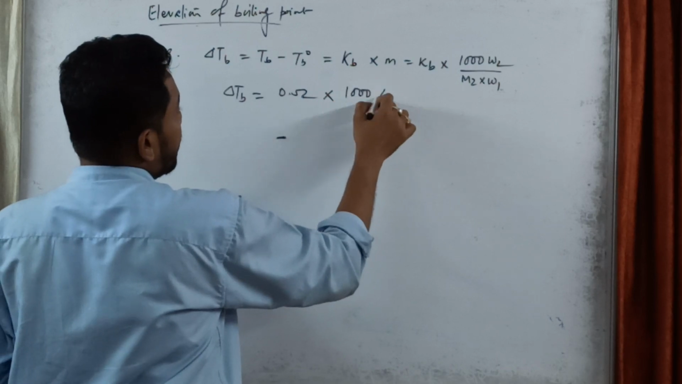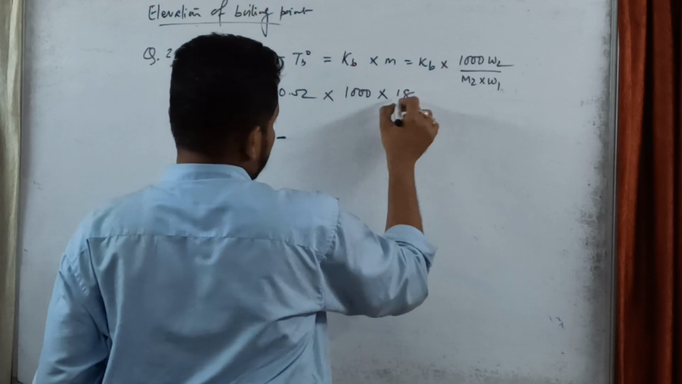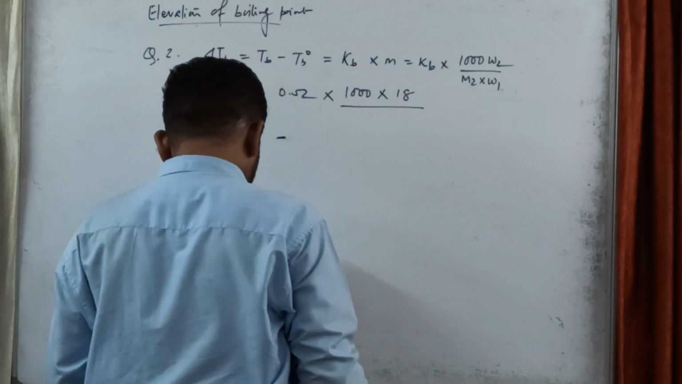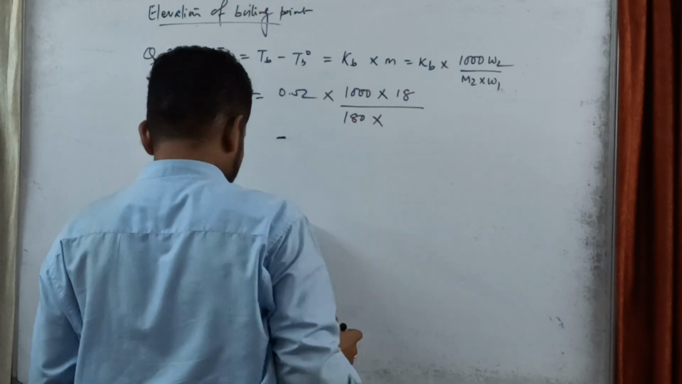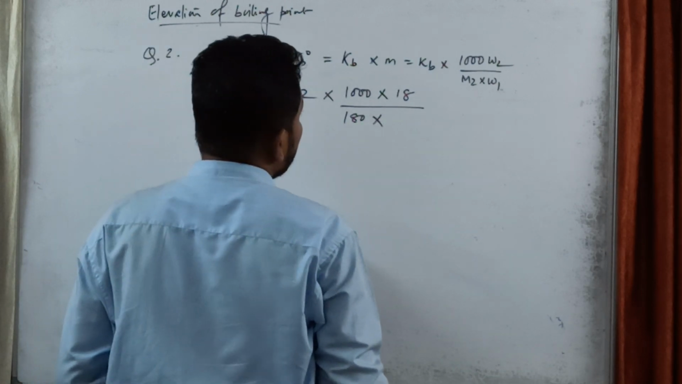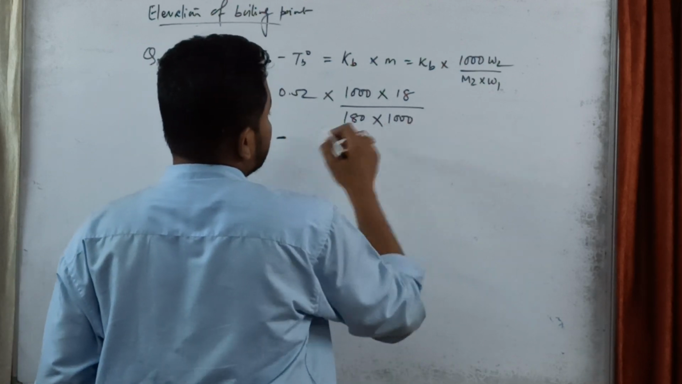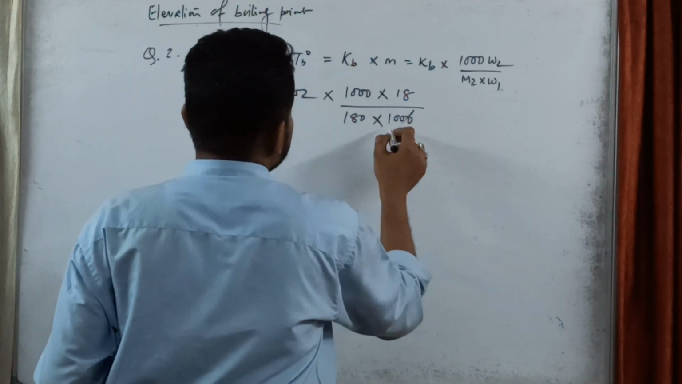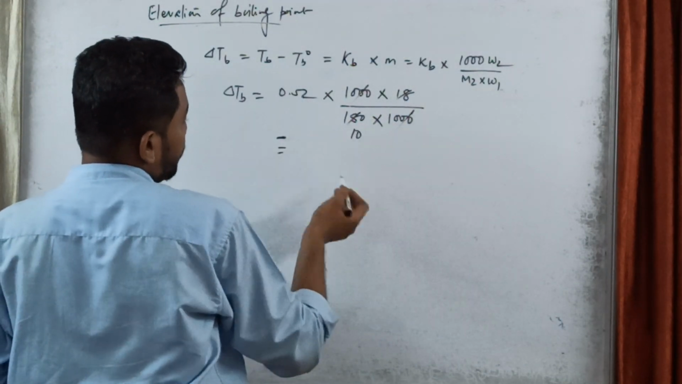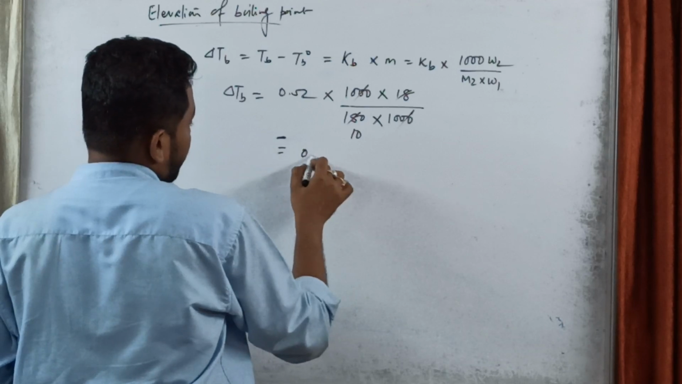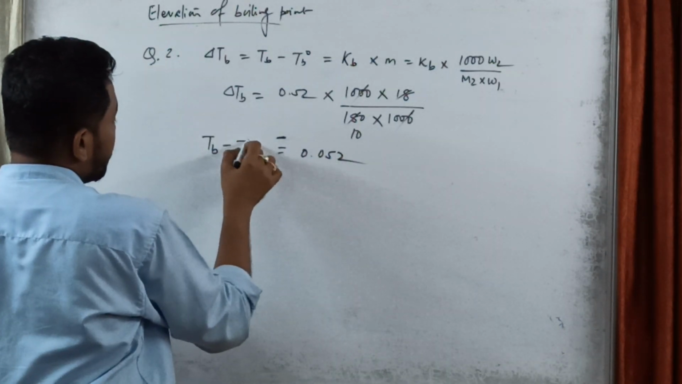1000 into W2. W2 is given, 18 gram of glucose, divided by M2, that is the molar mass of glucose. Molar mass of glucose you all know, you have already calculated, 180, multiplied by W1. W1 is given 1 kg, but you need to calculate in terms of gram, 1000. So 1000 cancels, 18 cancels with 180. So this value is coming out to be 0.052, yes or no?